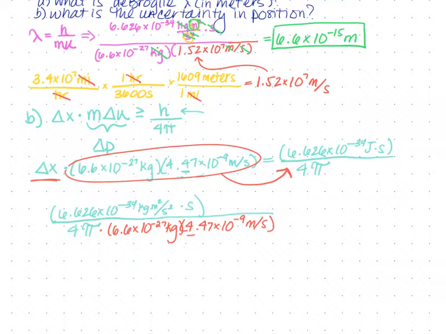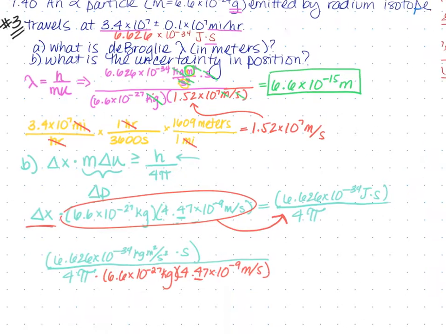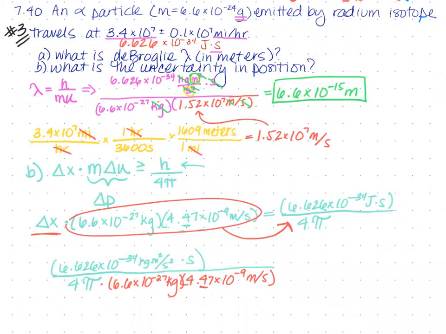I'm going to correct something here though, the significant figures. Really the line should be here, because remember in the question it gives you the speed as 3.4 times 10 to the 7th plus or minus 0.1. So this is plus or minus that decimal place, and overall this is 2 decimal places.